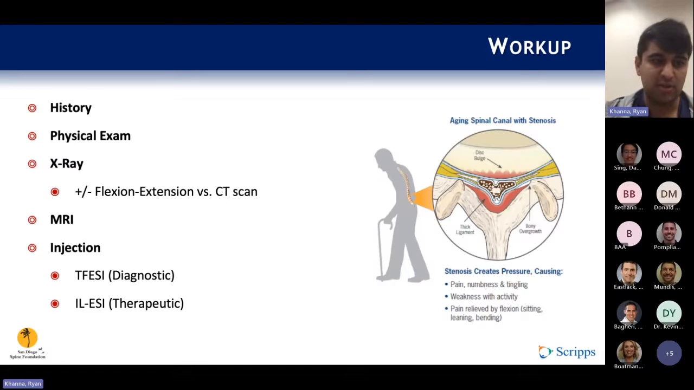X-rays are a good place to start. Always look to see what the upright alignment is.